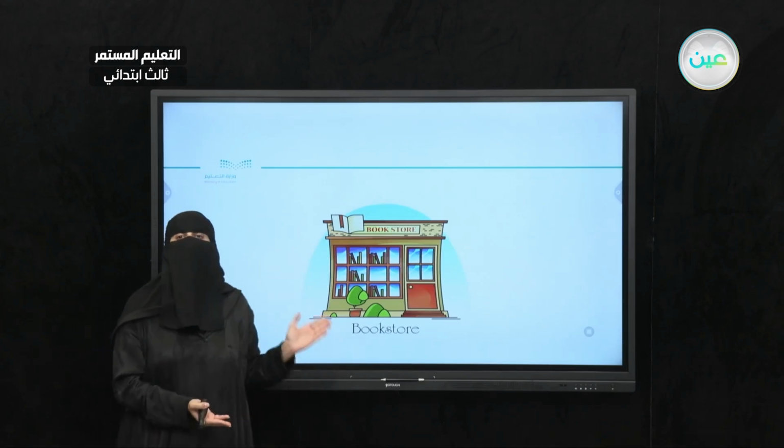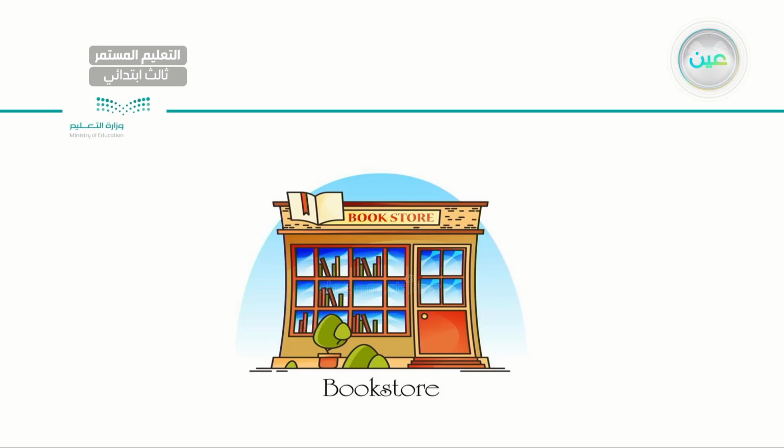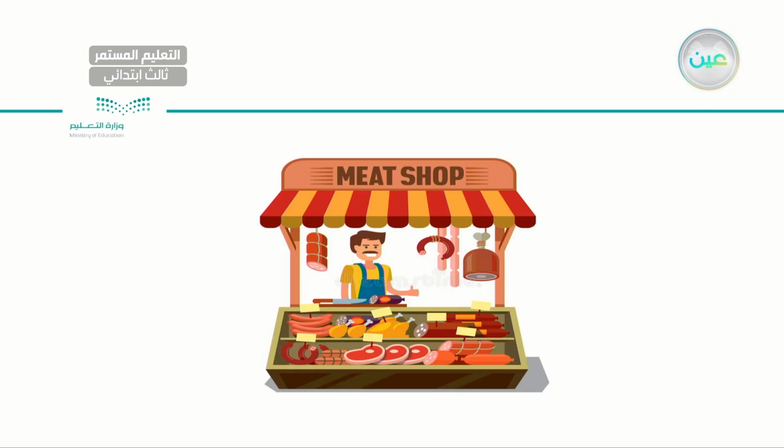For example, we have a bookstore. What can we get from a bookstore? Books, magazines, very good, notebooks. So the first store or the first shop we have is a bookstore. Very good. How about the next one?